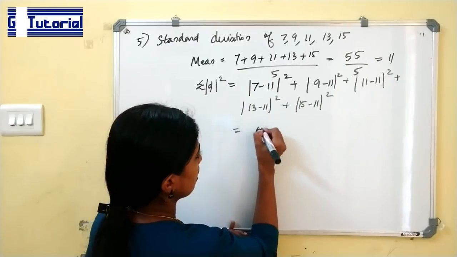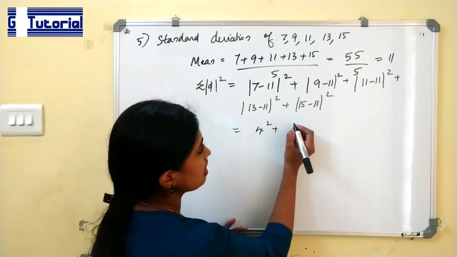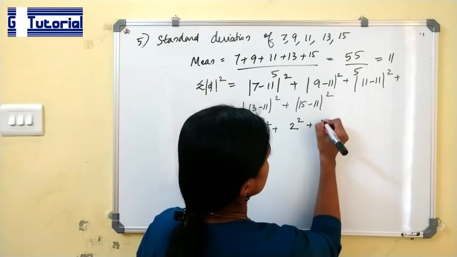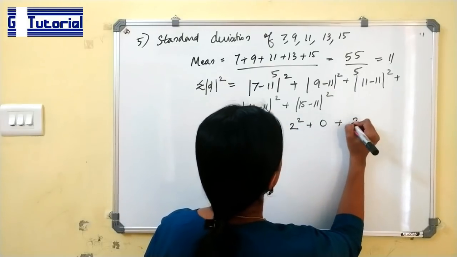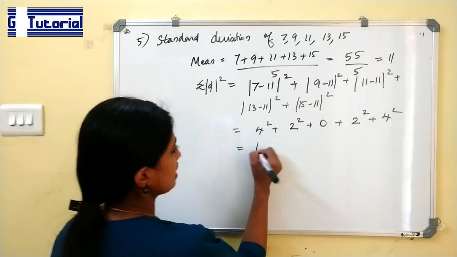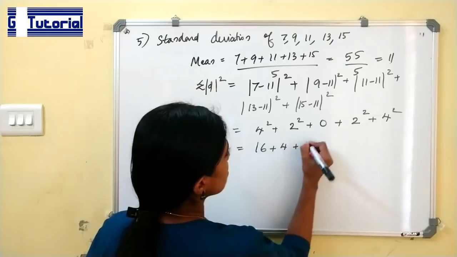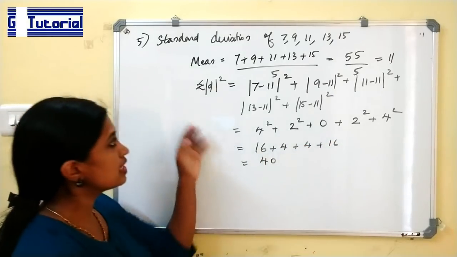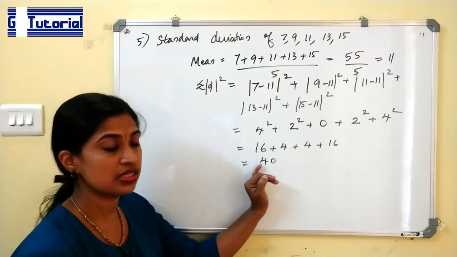4. 4 square plus 9 minus 11 is 2 square plus 0 plus 13 minus 11 is 2. 15 minus 11 is 4 square. 4 square is 16. 16 plus 4 plus 16, which is equal to 40. This is the sum of square of deviations.